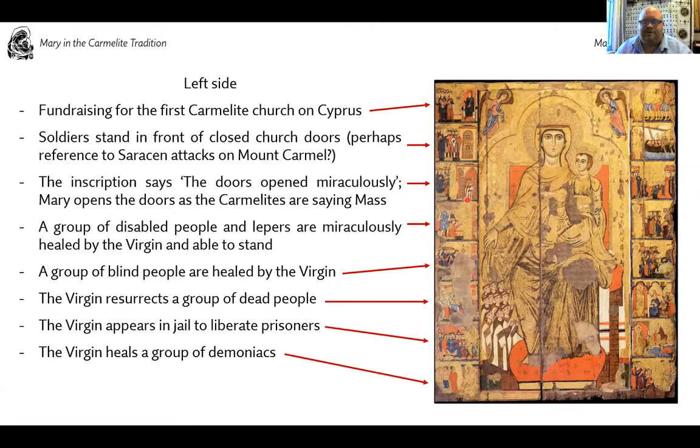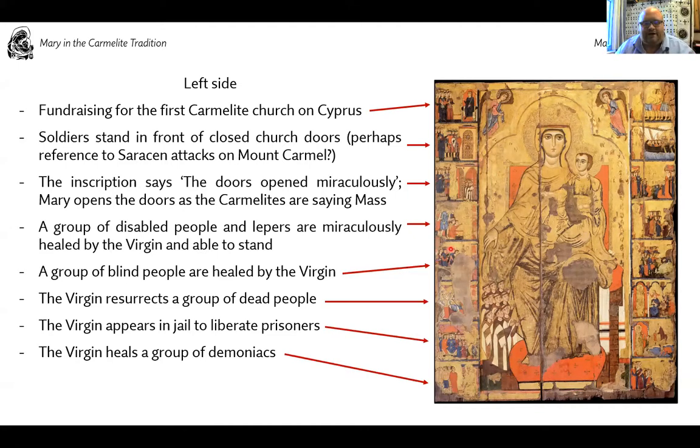I'm sorry that you can't see in great detail, but the figure of Mary is there as the Carmelites are saying mass. So it's almost, this is just a guess, we don't know, that maybe the doors of the community, the priory, closed in protection of the Carmelites inside, and they couldn't be opened. Maybe because of attacks that were going on, we know that Cyprus was invaded at different times by different forces, and it's only when the Carmelites say mass that Our Lady appears and opens the door because they're now safe. We're not sure. That's one interpretation.